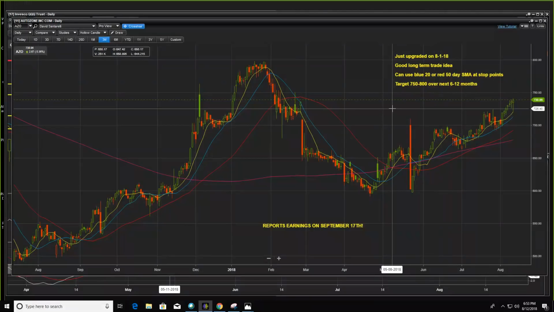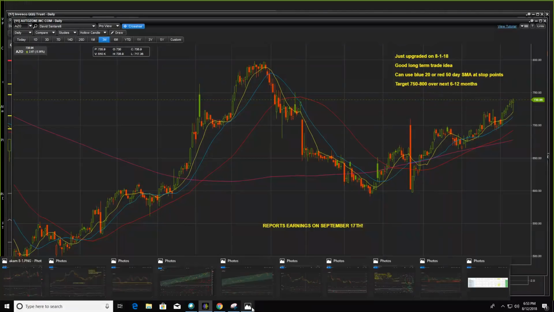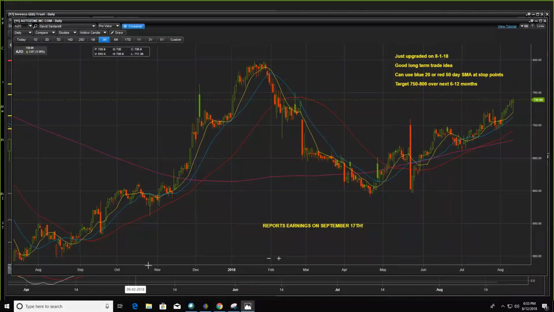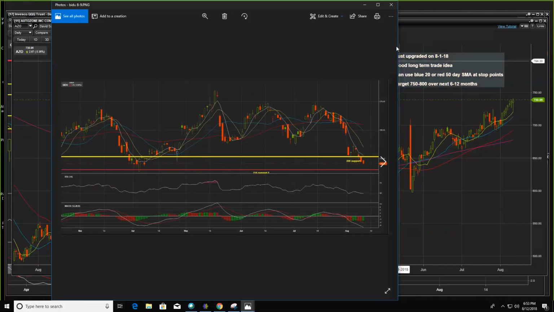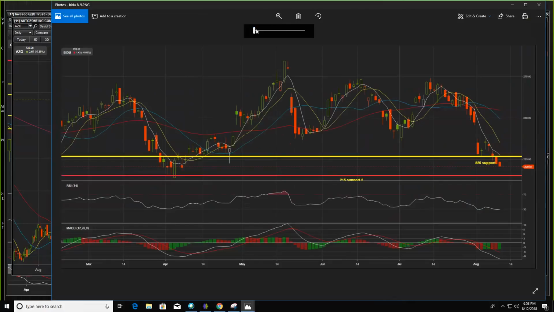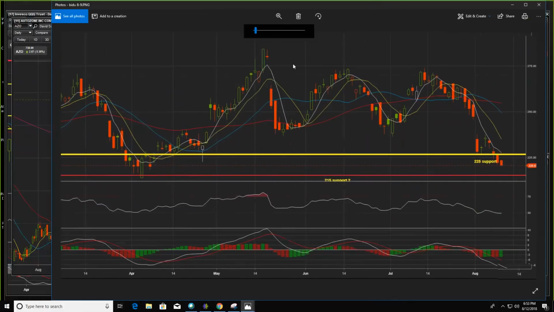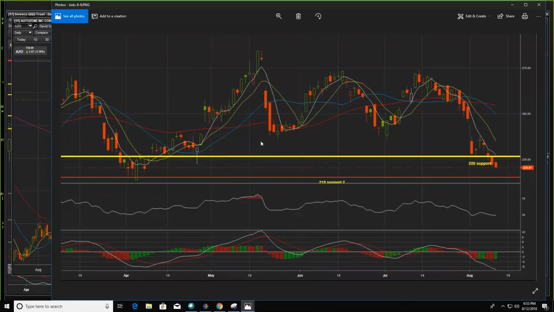So now let's take a look at, all right, so here is Baidu. I had a lot of members asking me about Baidu. Zoom this in a little bit. If we're looking at Baidu, I told members a few days before this, I said, guys, 225 is support number 1 and 215 is support number 2.